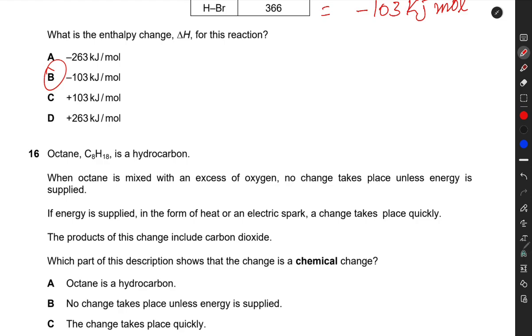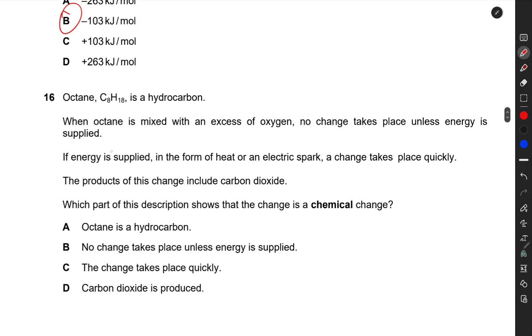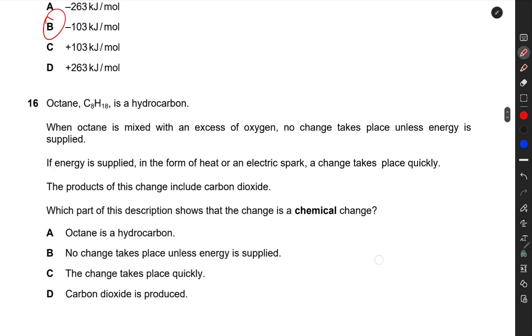Question number 16, C8H18 is a hydrocarbon. When octane is mixed with an excess of oxygen, no change takes place unless energy is supplied. If energy is supplied in the form of heat or an electric spark, change takes place quickly. The products of this change include carbon dioxide. Which part of this description shows that the change is a chemical change?